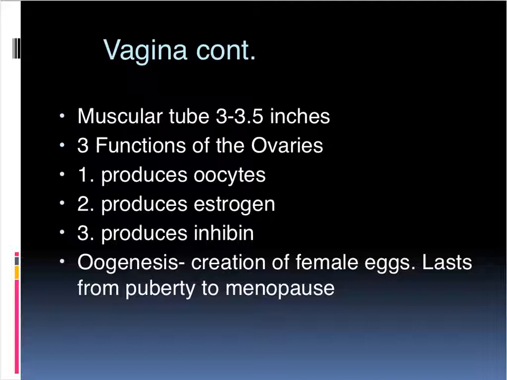The 3 functions of the ovaries include: 1, it produces the oocytes. That's another name for egg or gamete. Number 2, it produces estrogen. Number 3, it produces inhibin. And then oogenesis is the creation of the female eggs, and it lasts from puberty to menopause.